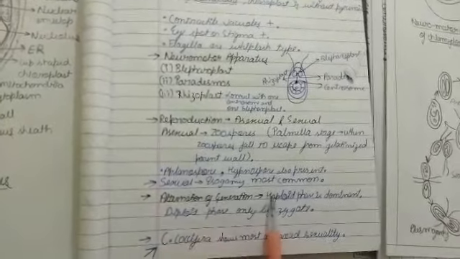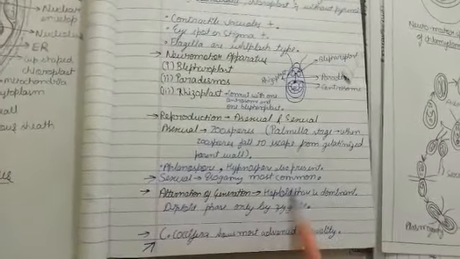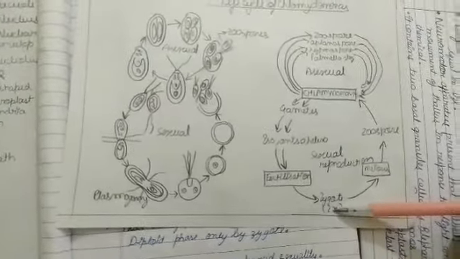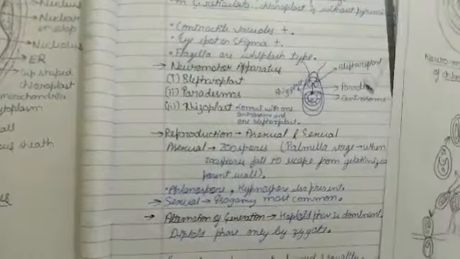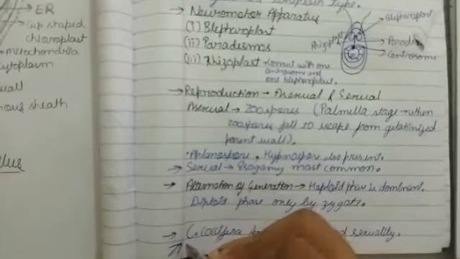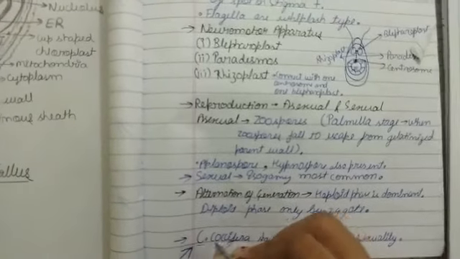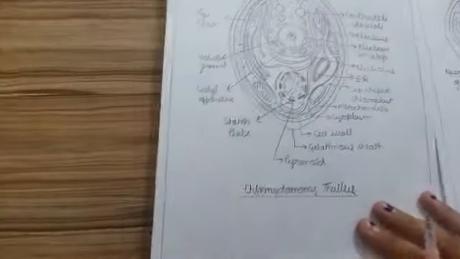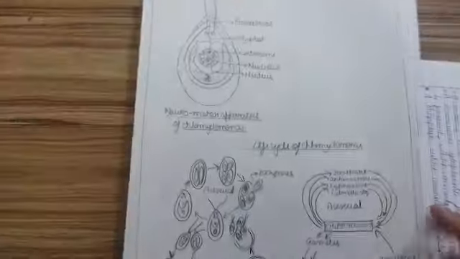Talking about the alternation of generations, here the haploid phase is dominant and the diploid phase is only the zygote. You can see in the diagram as well, only your zygote is diploid, 2n. The rest are maximum haploids. Talking about this, it is C. coccifera. This particular one shows the most advanced sexuality. So that's all about your Chlamydomonas. Next lecture will be on Volvox. Thank you.